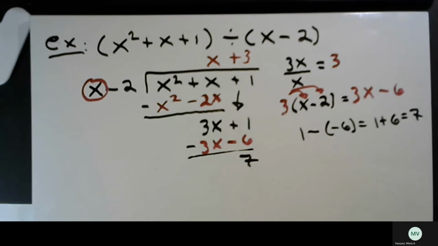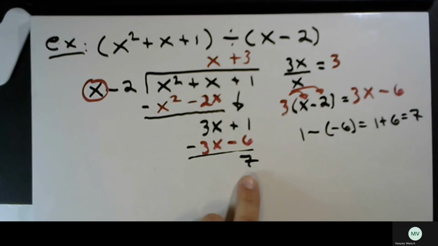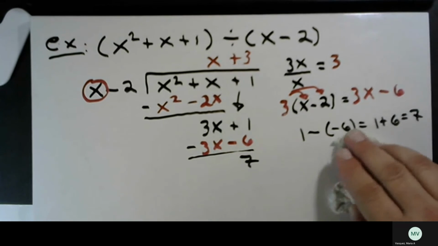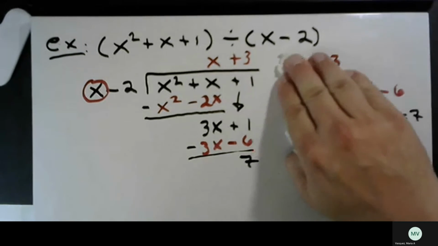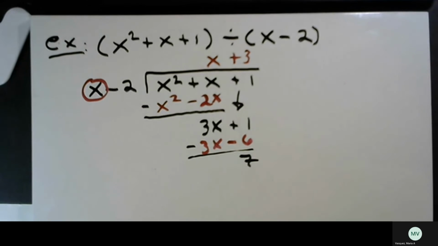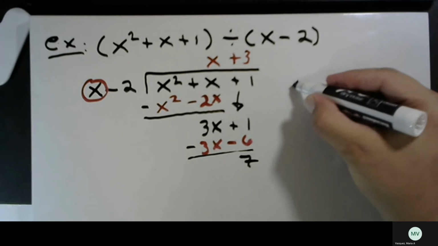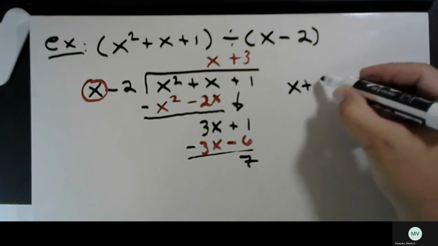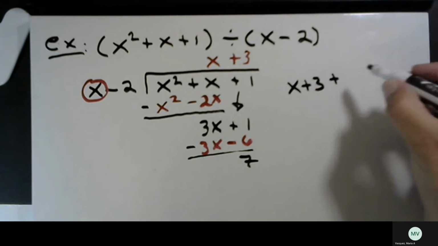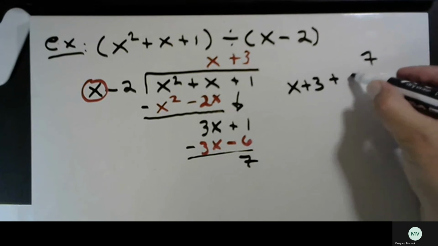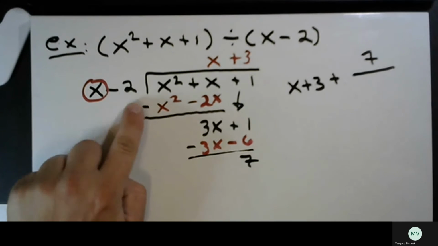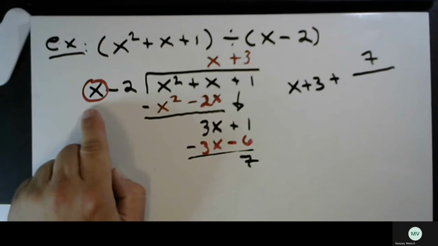Now, we don't have any other numbers to bring down. There's no other terms to bring down. That was the last one. But we actually have a remainder now. It didn't come out to be 0. So for our answer, it's not going to be just x plus 3. The answer will be x plus 3 plus the remainder divided by the divisor.